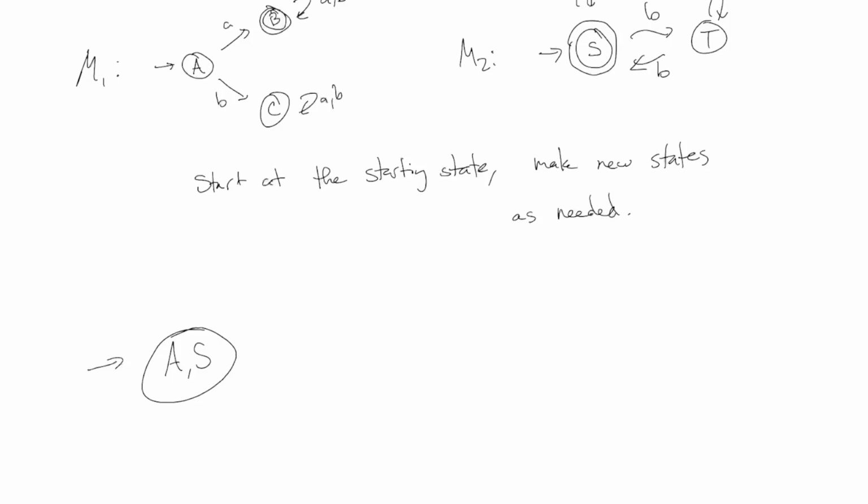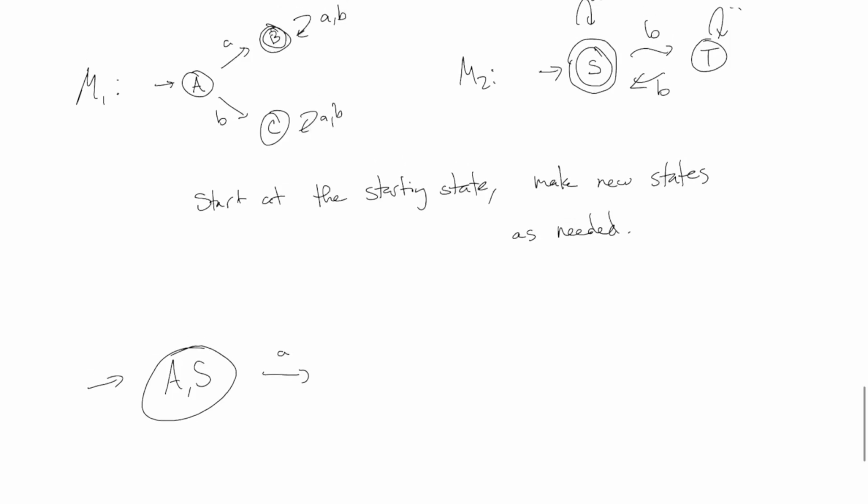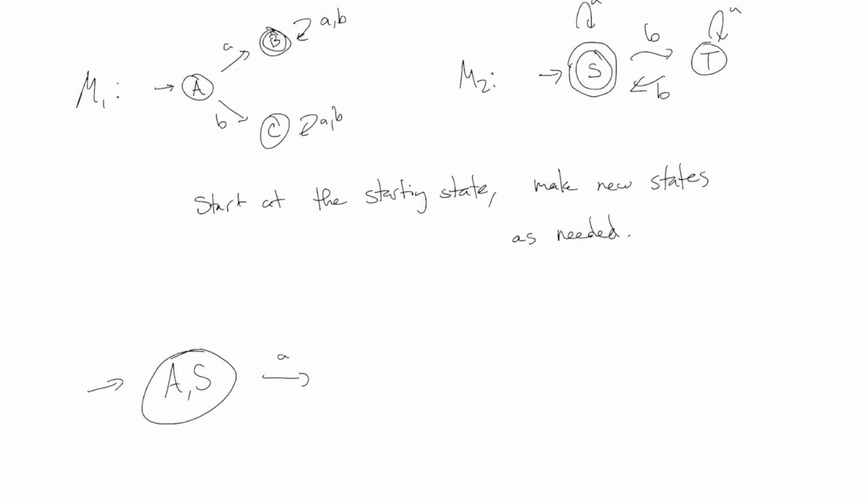And let's just say from there, I need an arrow with an A on it and an arrow with a B on it. What should my A arrow go to? Actually, in theory, it could loop also. But with my A arrow, A goes to B and S goes to S, right? So that means A, S should go to B, S. That's because when I do A, A becomes B and S becomes S.